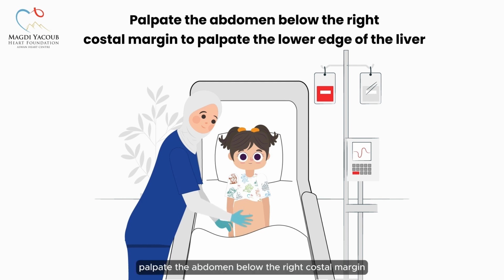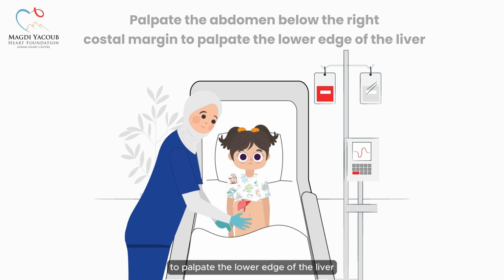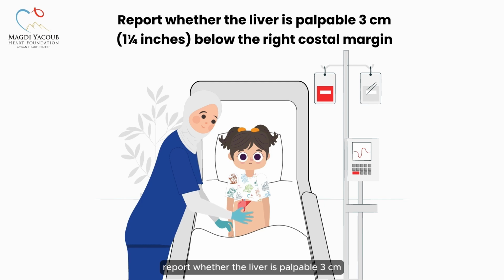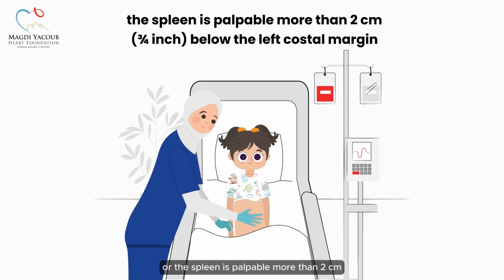Palpate the abdomen below the right costal margin to palpate the lower edge of the liver. Report whether the liver is palpable 3 centimeters, 1¼ inches, below the right costal margin, or the spleen is palpable more than 2 centimeters, 3/4 inch, below the left costal margin.